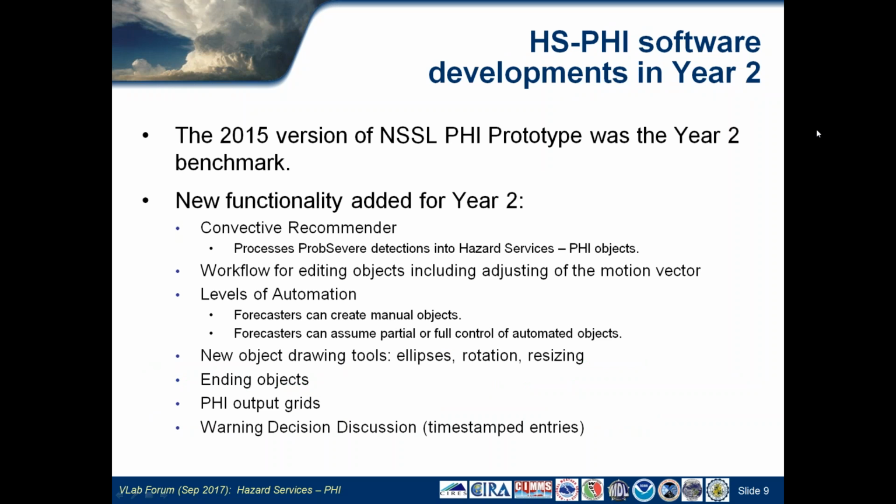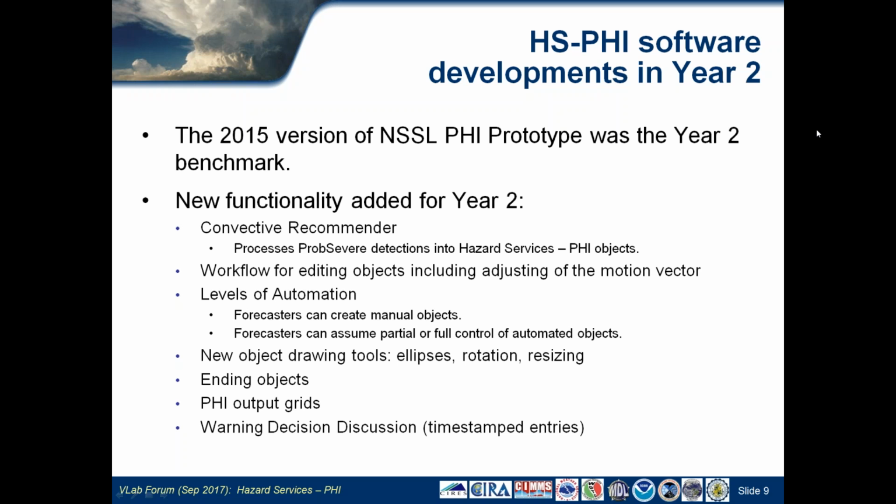So developments in year 2 included, we were using the 2015 version of the NSSL PHI prototype as the benchmark. For new functionality, we added what we're calling the convective recommender, which basically takes ProbSevere data and creates initial automated objects of probabilistic hazard information. Then we worked on the workflow for editing those objects so that a forecaster can take over some of those objects, and we had different levels of automation where the forecaster could create manual objects or assume partial or full control of the automated objects coming from ProbSevere.